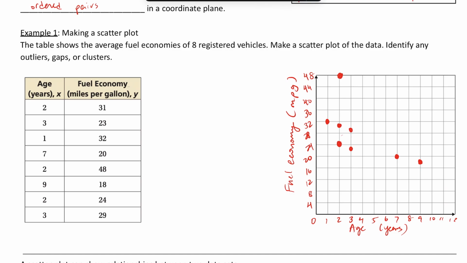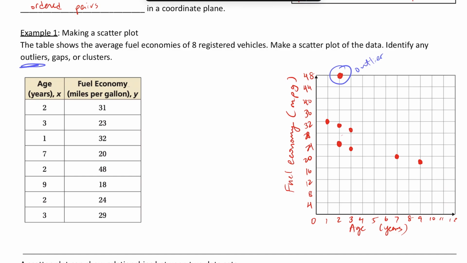All right, and then it says identify the outliers, gaps, or clusters. So outliers, let's start with that first, are data points that just kind of like outliers, right? They don't belong, I think is a good way to say it. And I would say this point right here really doesn't belong. So I would label that as my outlier.